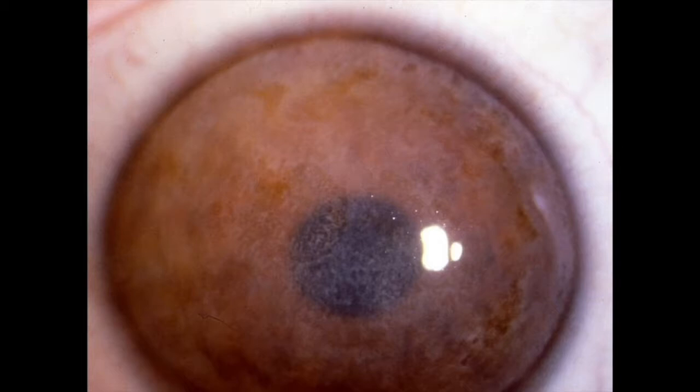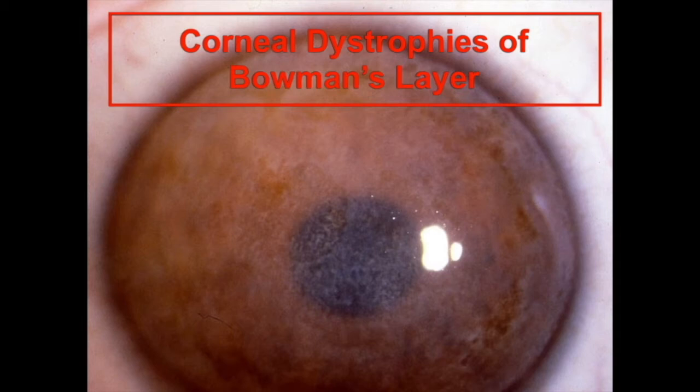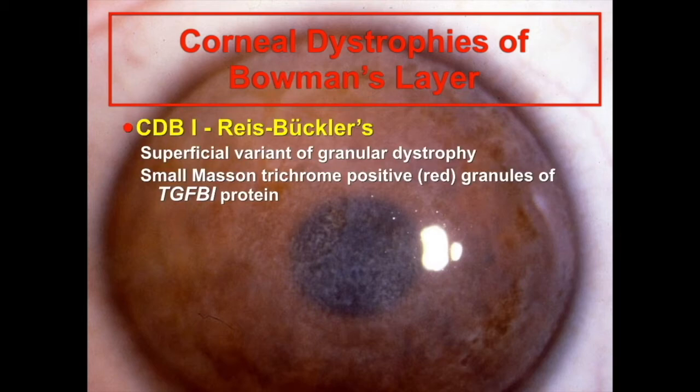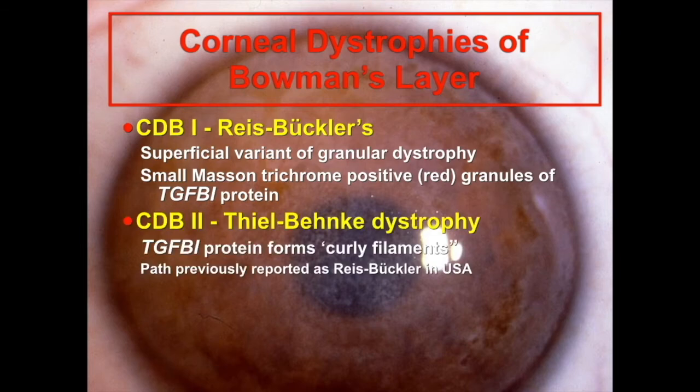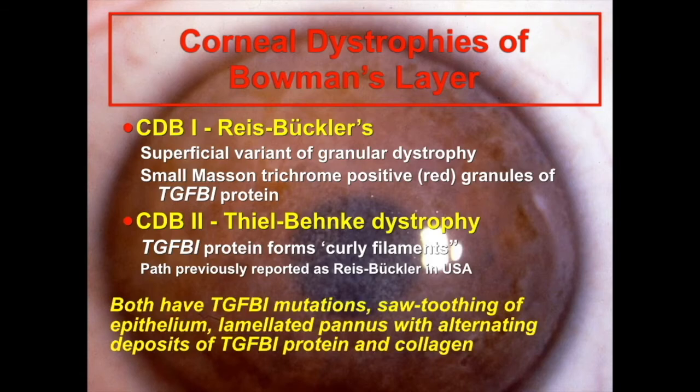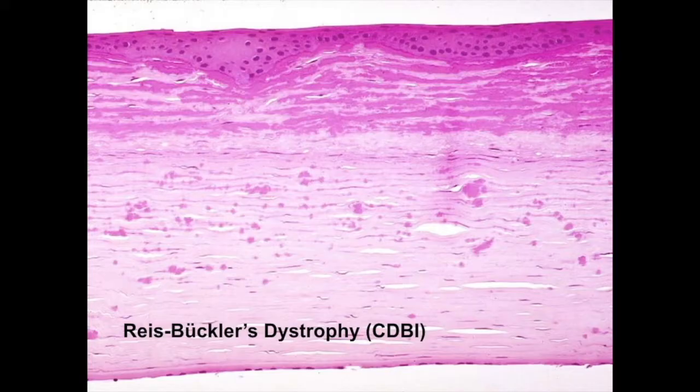This is an example of Reis-Bücklers' corneal dystrophy, one of the TGFBI dystrophies that initially was classified as a dystrophy of Bowman's membrane. Corneal dystrophy of Bowman's membrane 1, Reis-Bücklers', and corneal dystrophy of Bowman's membrane 2, or Thiel-Behnke. Both of these have TGFBI mutations. They both have sawtoothing of the epithelium and a laminated pannus with alternating deposits of TGFBI protein and collagen. Here's histology of Reis-Bücklers'. We see the characteristic sawtoothing, thick and thin appearance of the corneal epithelium.